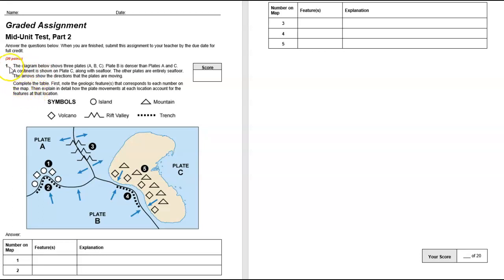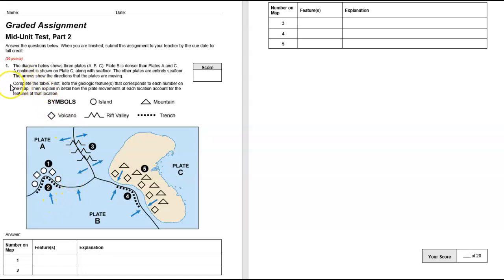So it says the diagram below shows 3 plates. That's plate A, plate B, and plate C. Plate B is denser than plate A and plate C. A continent is shown on plate C. So here's our continent along with seafloor. So seafloor is the area on the edges of the continent. The other plates are entirely seafloor. The arrows show the direction that the plates are moving. That would be these blue arrows here, here, here, all the blue arrows that you see.